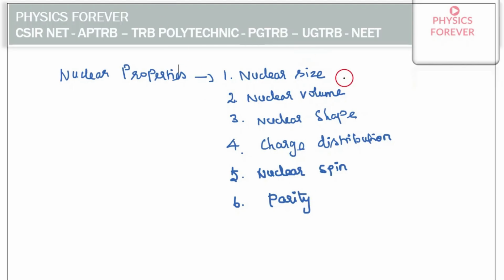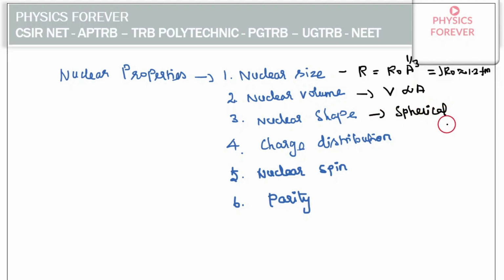Okay. Upon nuclear size, we have to remember the numerical formula: R is equal to R naught A to the power 1 by 3, where R naught is approximately 1.2 Fm. So nuclear volume is directly proportional to mass number. The nuclear shape is spherical, and sometimes in heavier nuclei with an odd number of protons and neutrons, the shape changes, like prolate and oblate.